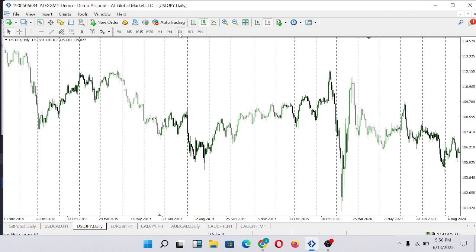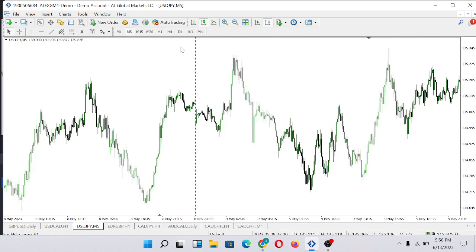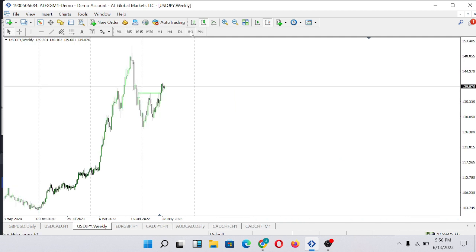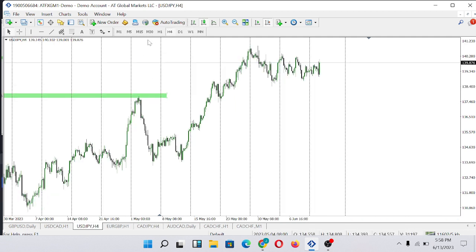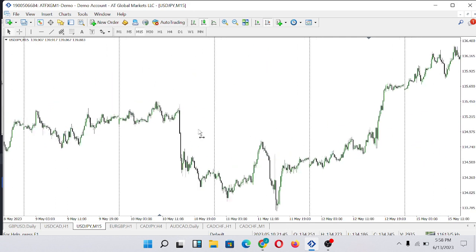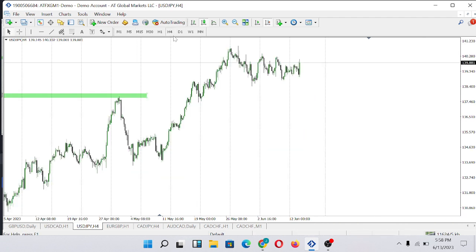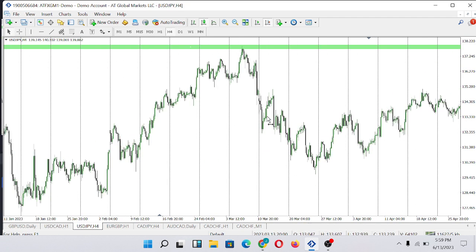If you're an intraday trader, your setup will have to be what? H1. Then your entry will have to be what? M5. But if you are a weekly trader, your trend will be from weekly, setup H4, then your entry M15. Okay, but we'll get to all that. I'm just trying to show us how to identify our trend.